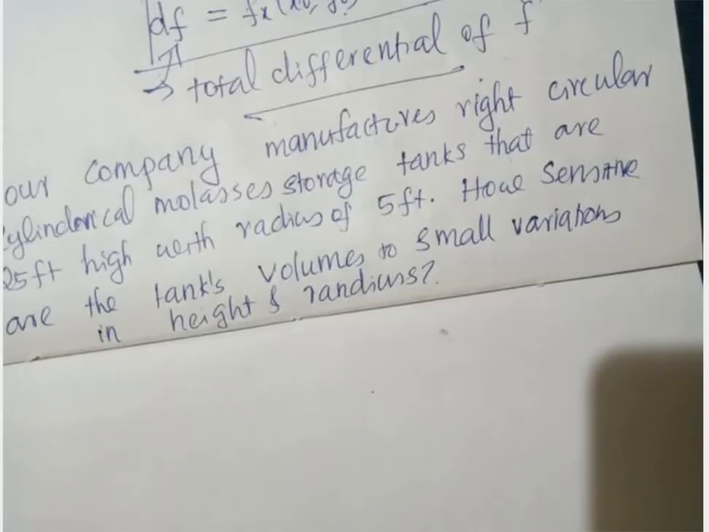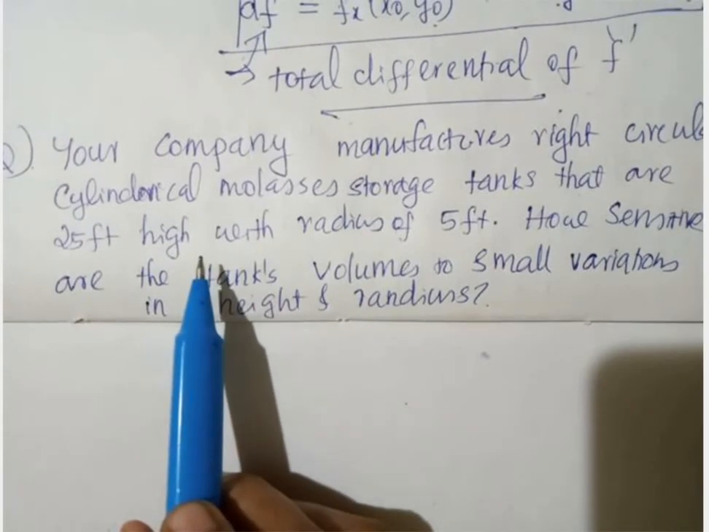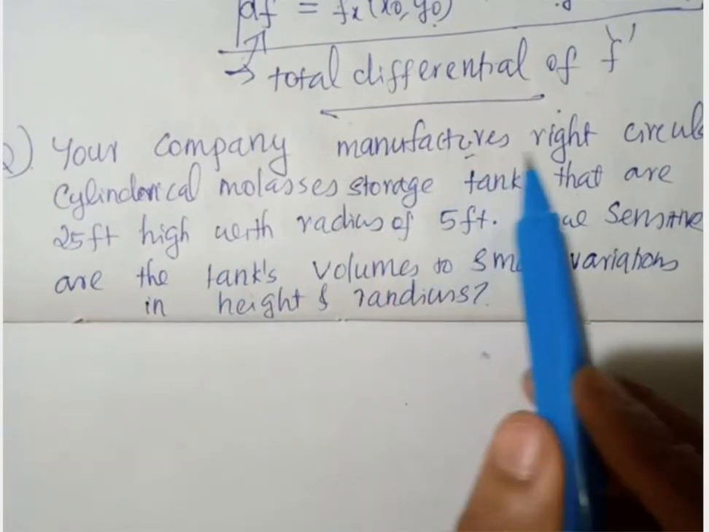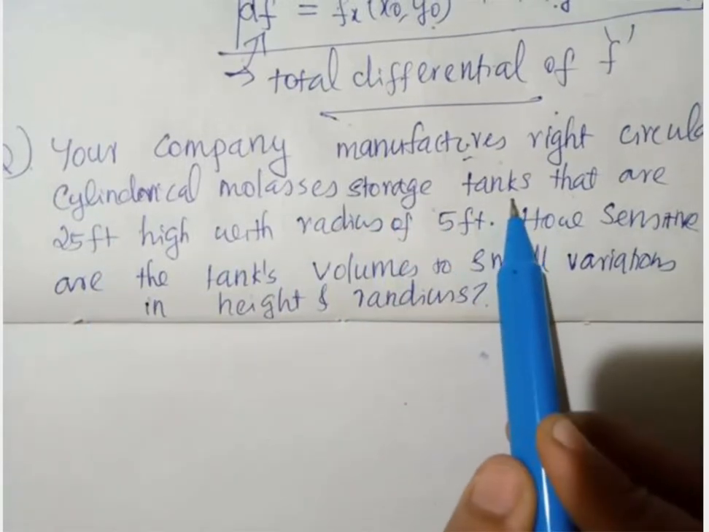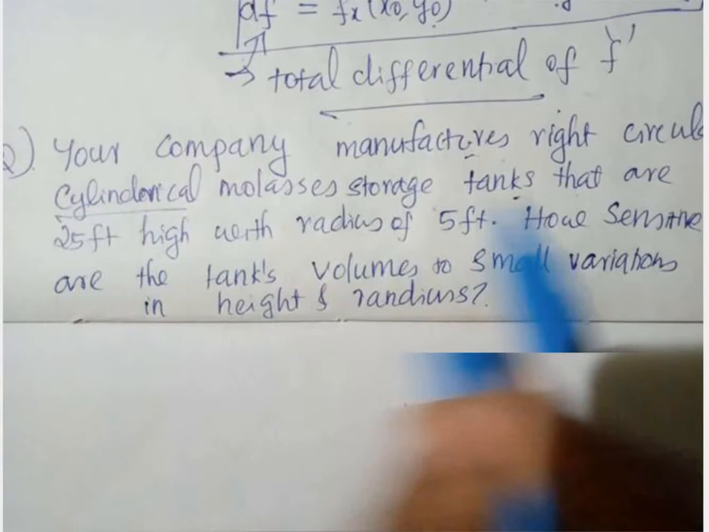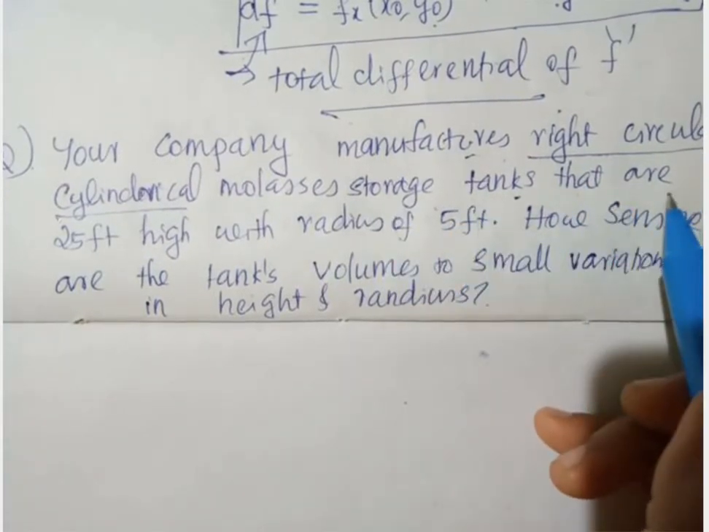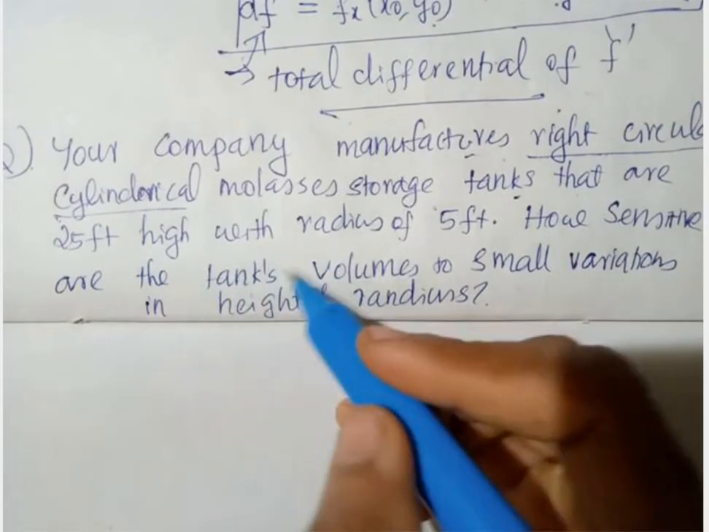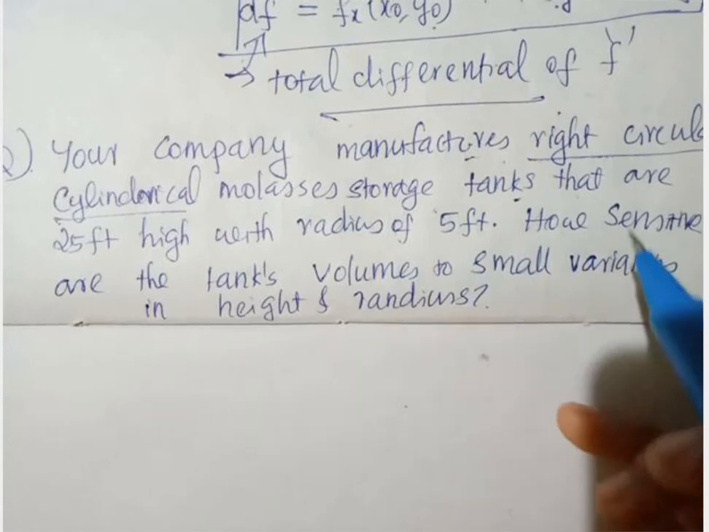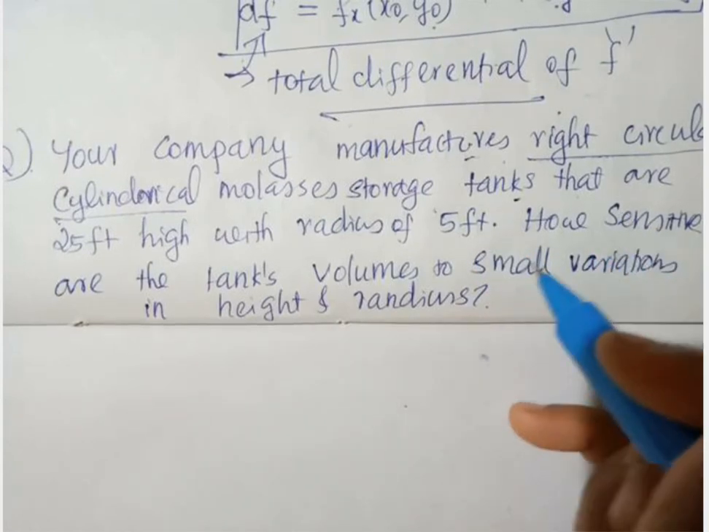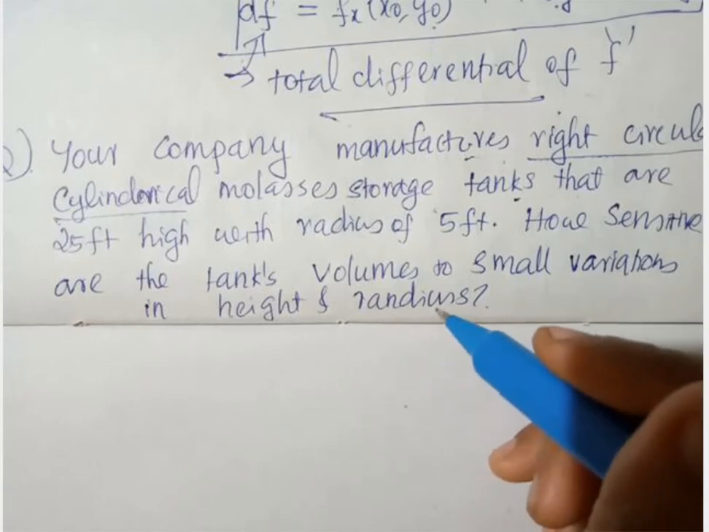Next question. Your company manufactures right circular cylindrical molasses storage tanks that are 25 feet in height with a radius of 5 feet. How sensitive is the tank's volume to small variations in height and radius?